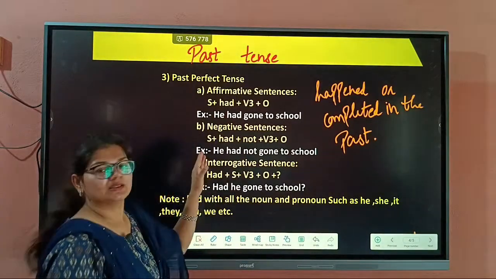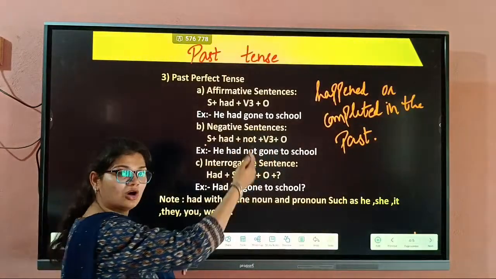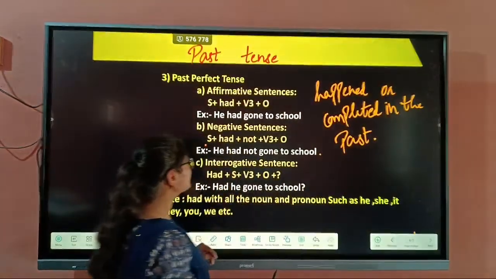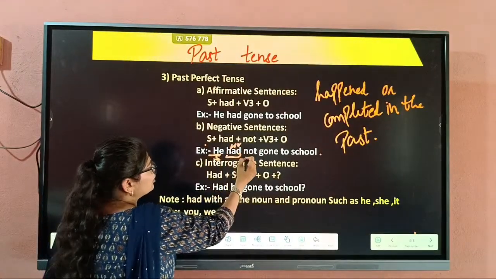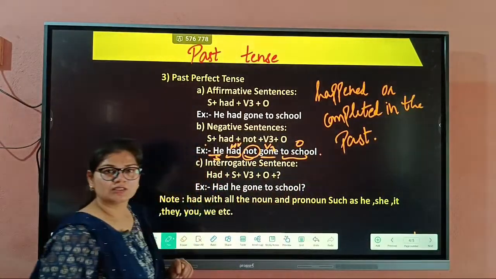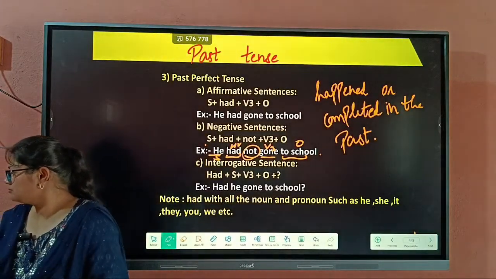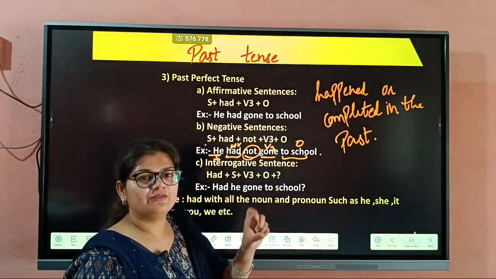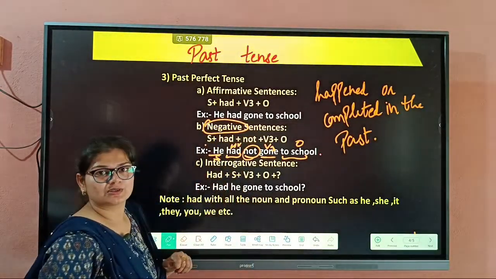Now, the next one, the negative one. Subject plus had plus not plus verb's third form plus object. He had not gone to school. He, subject, had, helping verb, not, gone, verb's third form, to school is the object. Clear, students? Now, I had not heard this voice. Whenever we use not, that sentence will become a negative sentence. Clear, students?